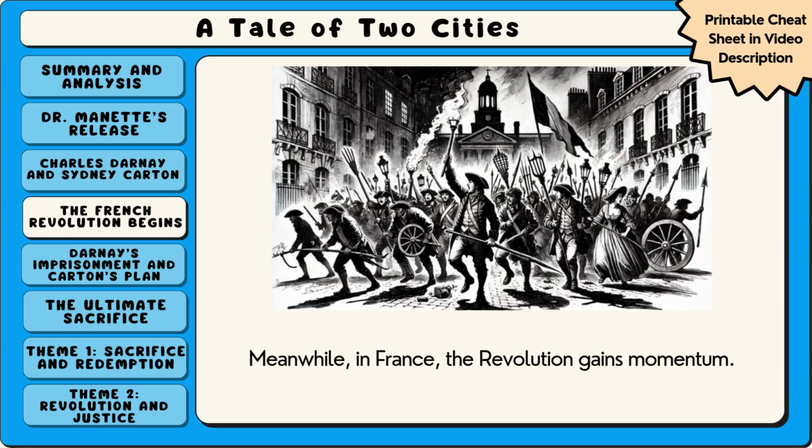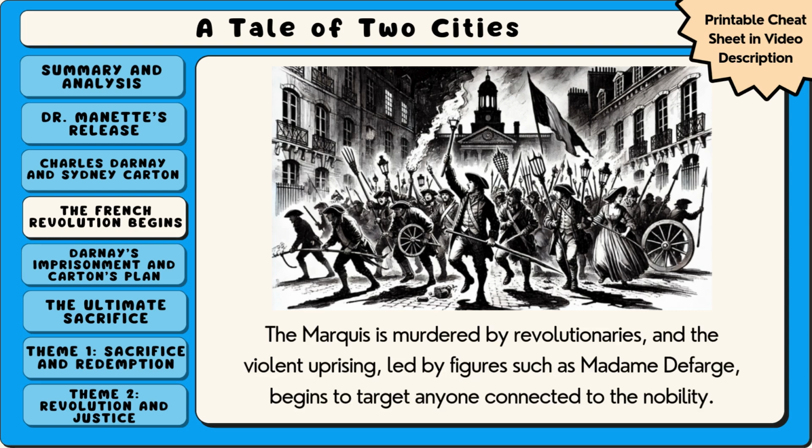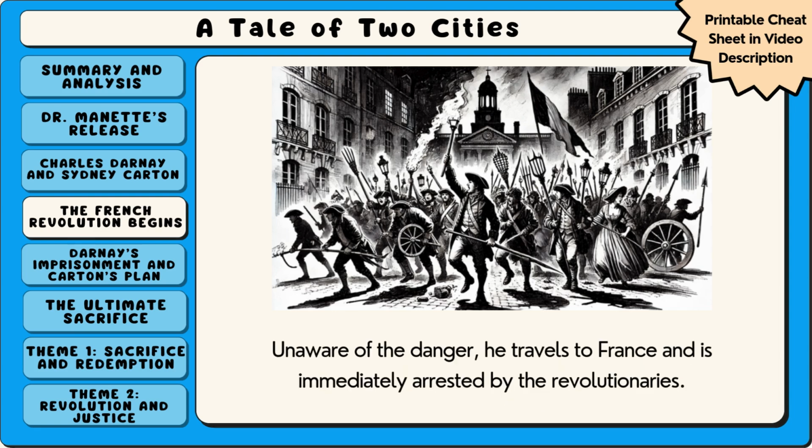Meanwhile, in France, the revolution gains momentum. The oppressive aristocracy, represented by Darnay's cruel uncle, the Marquis Saint-Evremond, is overthrown. The Marquis is murdered by revolutionaries, and the violent uprising, led by figures such as Madame Defarge, begins to target anyone connected to the nobility. Darnay, despite his efforts to distance himself from his family, is summoned to Paris when an old servant begs for his help. Unaware of the danger, he travels to France and is immediately arrested by the revolutionaries.